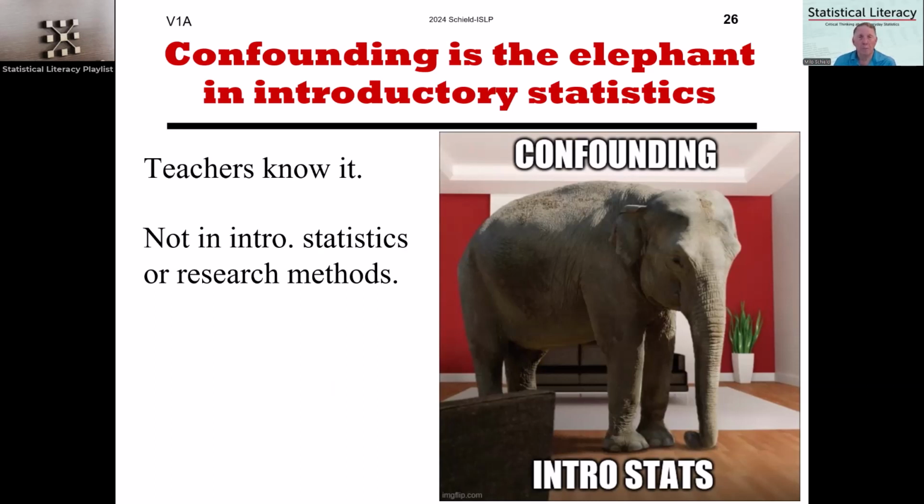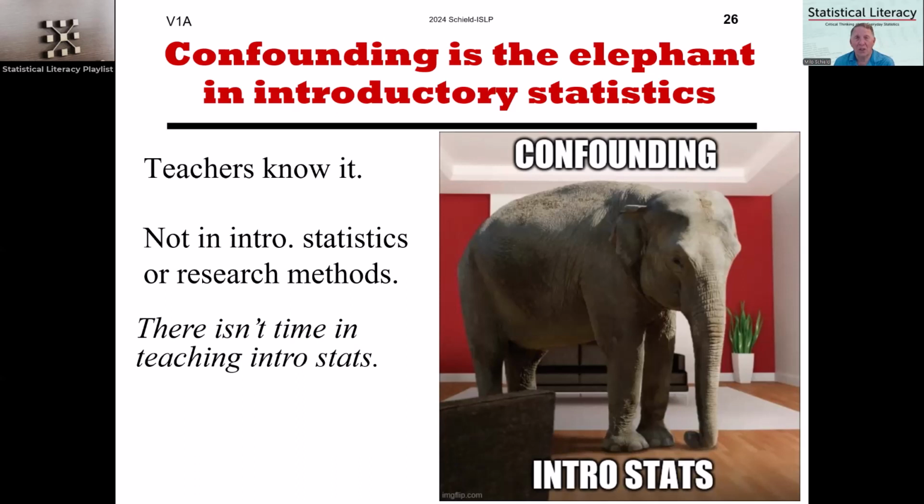Yes. So we know about it, but I don't have time when I'm teaching statistical inference, population inference. I'm hard-pressed to get through everything I need to get through. And teaching confounding complicates things. It's not a simple concept.